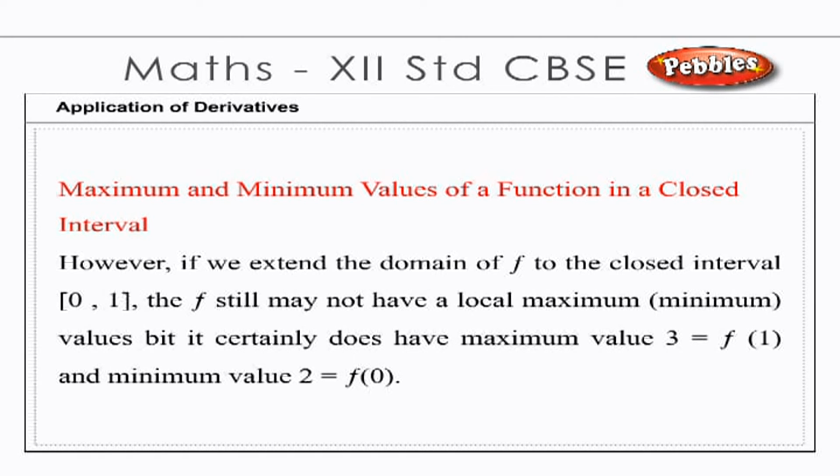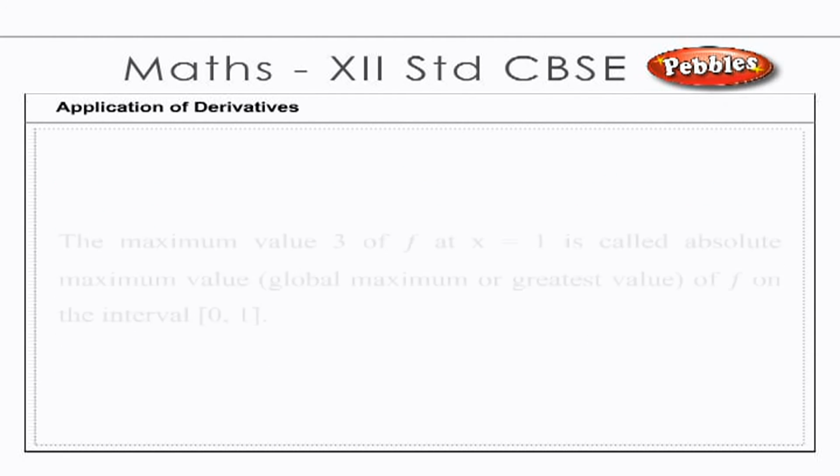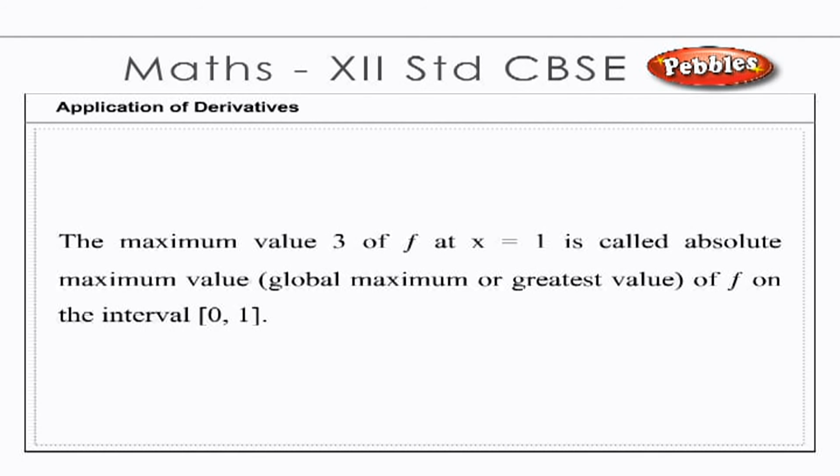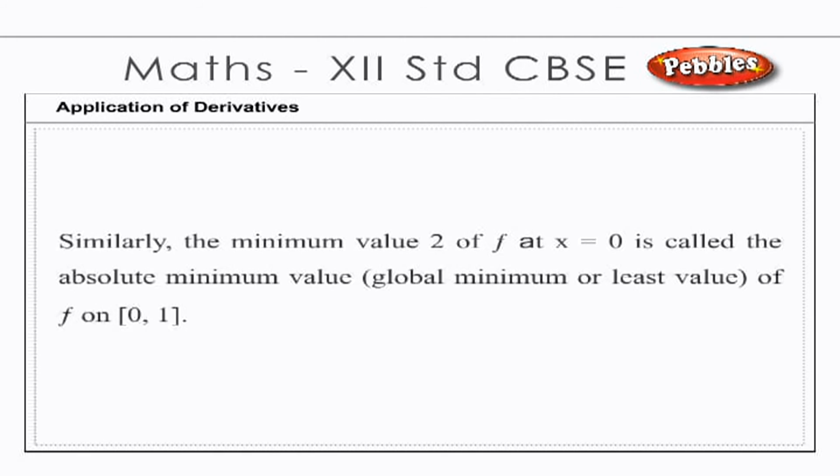However, if we extend the domain of f to the closed interval [0, 1], f still may not have a local maximum or minimum value, but it certainly does have maximum value 3 = f(1) and minimum value 2 = f(0). The maximum value 3 of f at x = 1 is called the absolute maximum value or greatest value of f on the interval [0, 1]. Similarly, the minimum value 2 of f at x = 0 is called the absolute minimum value or least value of f on [0, 1].